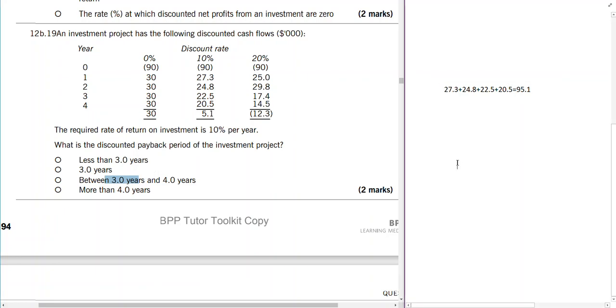But if you still want to calculate exact figure, then we need 90. And at third year, we have 74.6. So if we have 74.6, we need about 15.4, and we are receiving 20 in year 4. So divide by 20. So 0.75. So 3.75 years exactly.